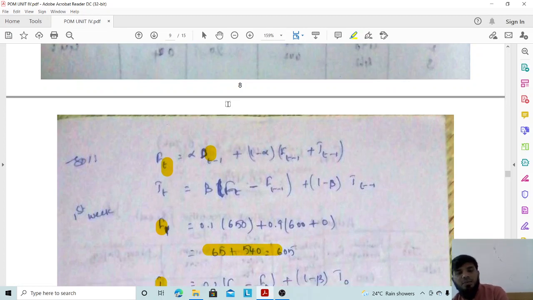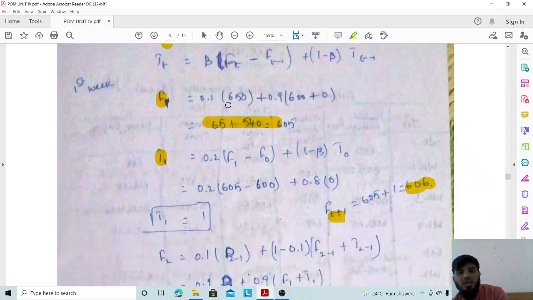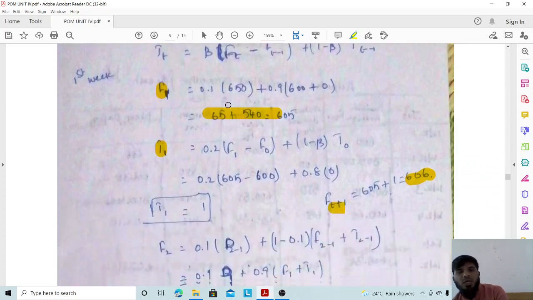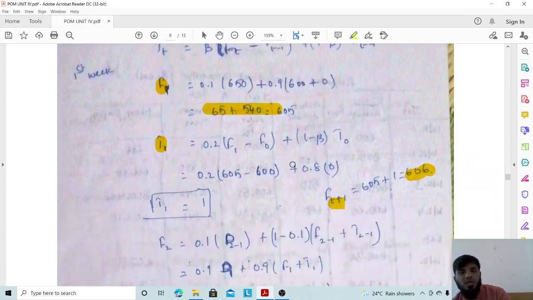But whereas the demand comes after the completion of the month. Now similarly, you should not take the same value when you are doing forecasting for the third week. Again you have to use these two formulas itself. You have to do F2 and T2 again, then you have to go for F3. So similarly I am going for F2.